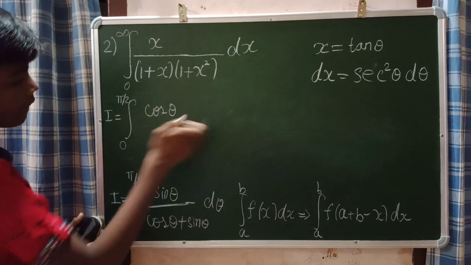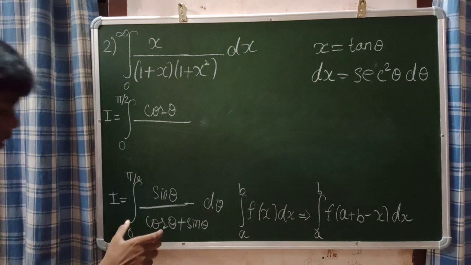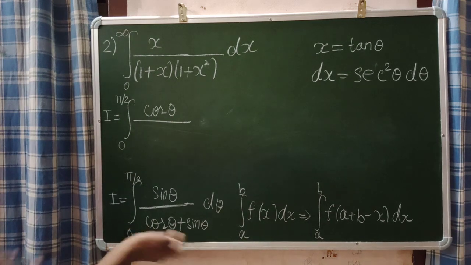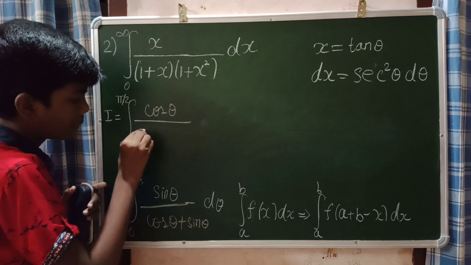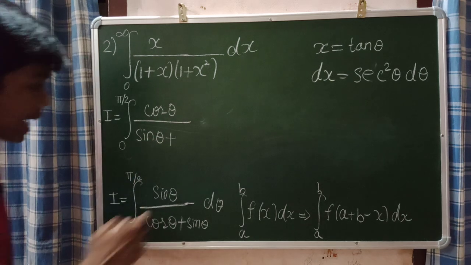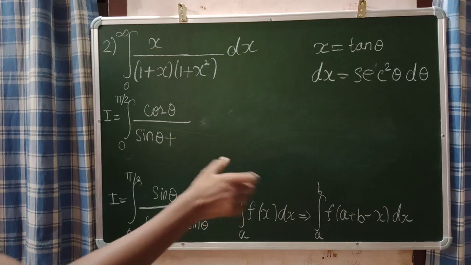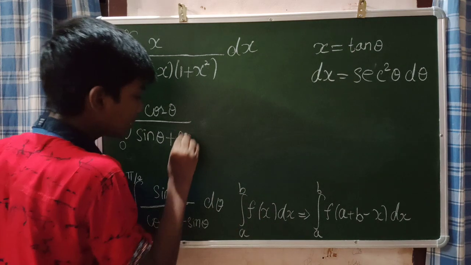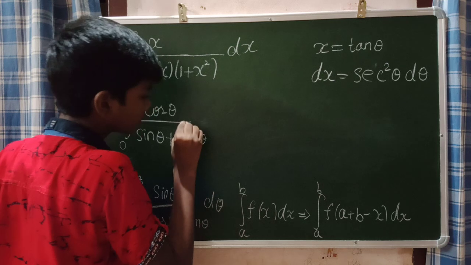Then, cos of pi by 2 minus theta is sin theta only. Your basic formula guys: sin theta plus sine of pi by 2 minus theta. What is sine of pi by 2 minus theta? That is your cos theta only. This is what I wrote.